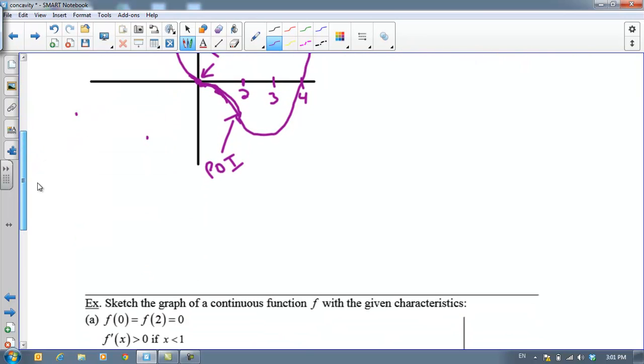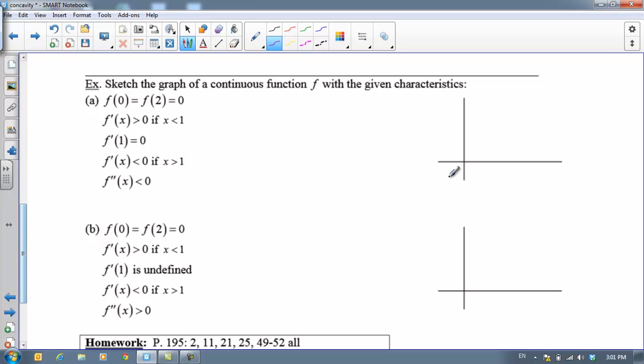All right, so let's see if we can do 2 last sketches to end this. I want to have zeros at 0 and also at 2. That's what this statement says. We have a 0 at 0 and 2. I need f prime to be positive. That means I need to be increasing. F needs to be increasing to the left of 1. Then I need f prime of 1 equal to 0, so I'm going to have increasing to decreasing. That's going to create a relative max.